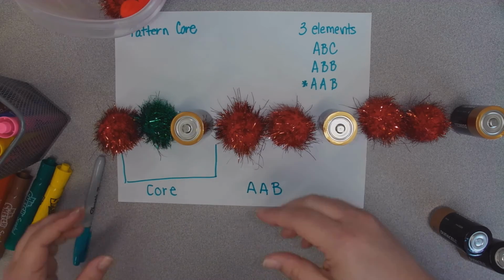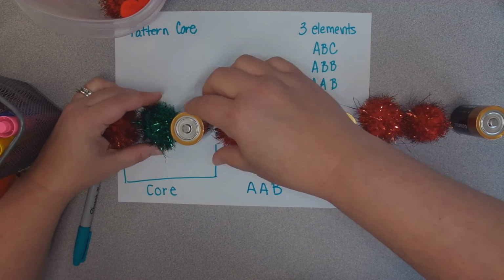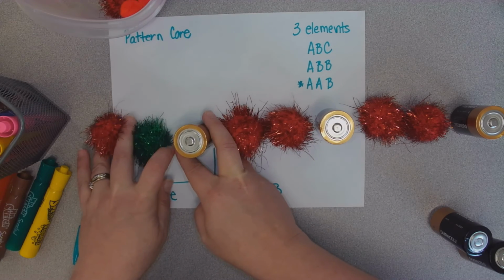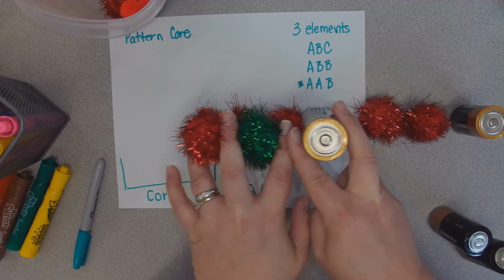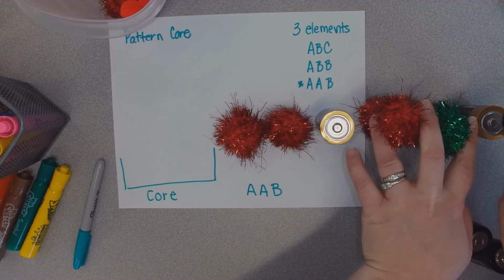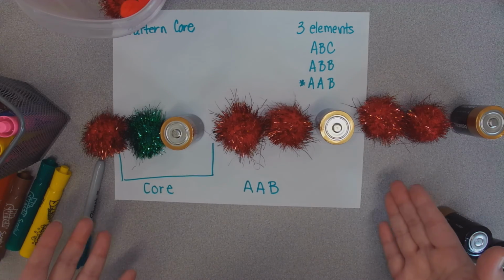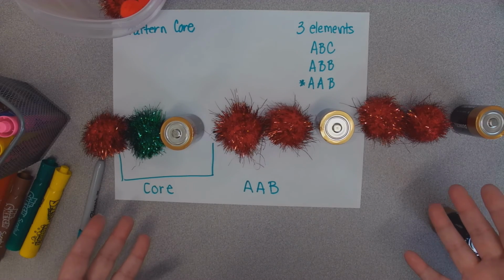The way I know it's my core is if I picked it up and I stamped it, I would go, I'll see if I can do this without my arms in the way. So here's my core, and it's going to repeat. Repeat, repeat.